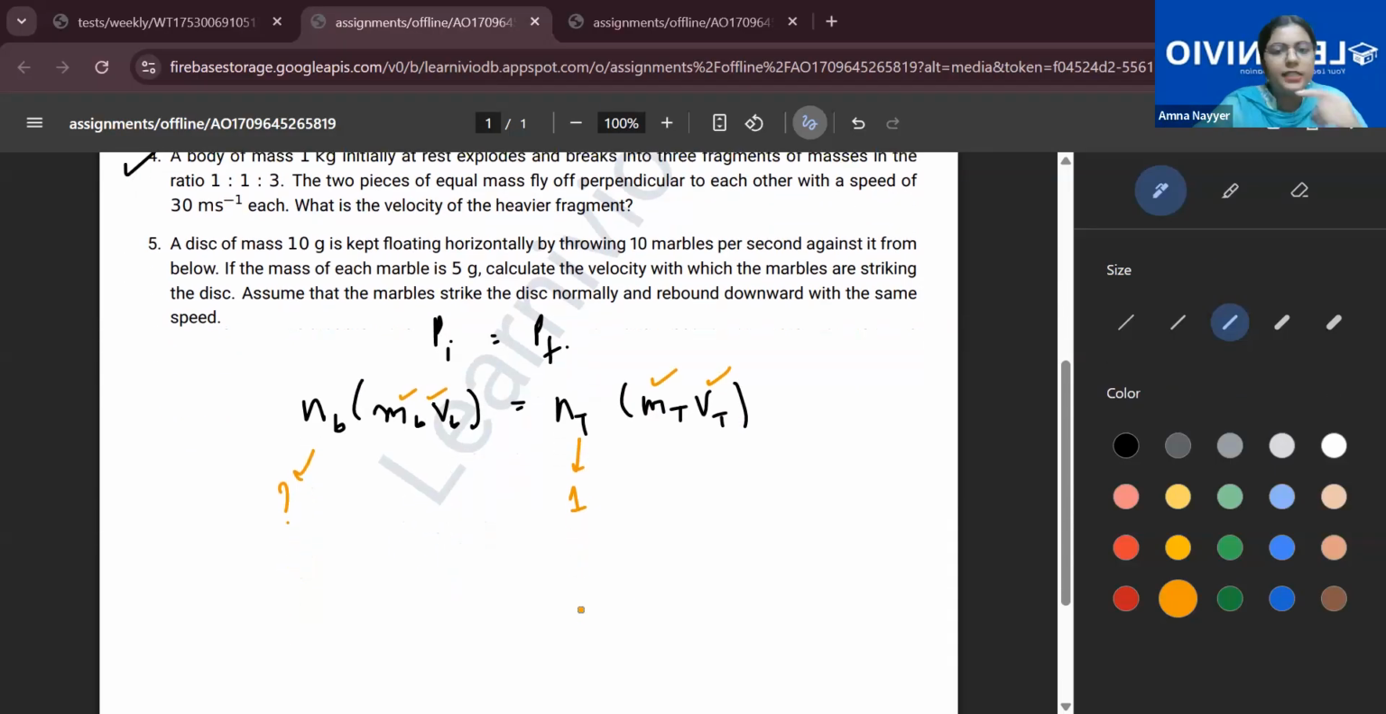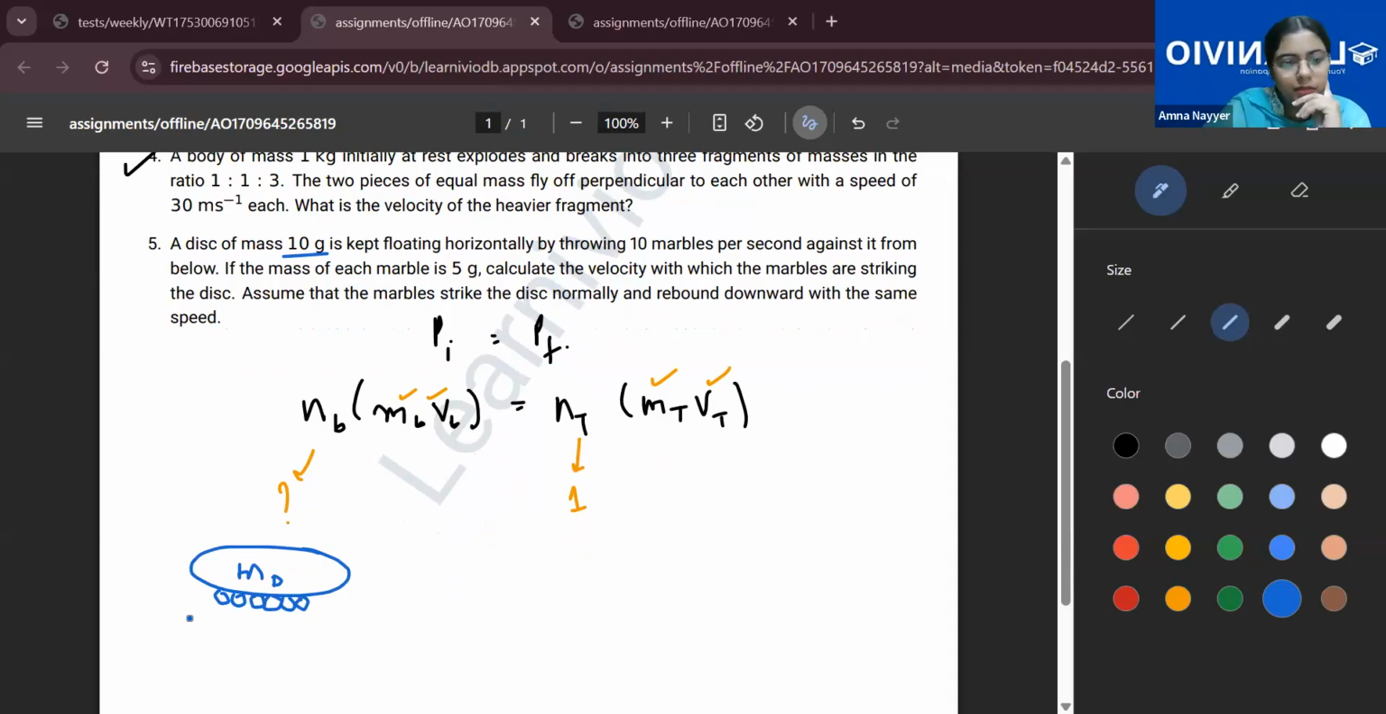Okay, fifth question. Let's come to the fifth question. This says a disk of mass 10 grams is floating horizontally between 10 marbles per second against it from below. So the disk is there and there are 10 marbles. So the number of marbles and the mass of the disk are given, and marbles are present on which this disk is rotating.